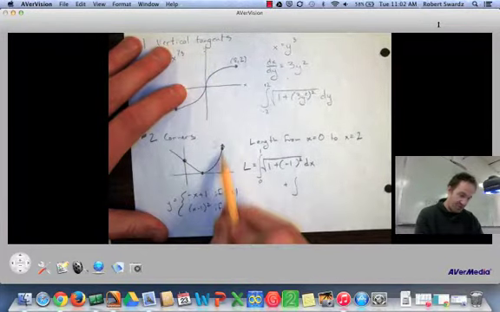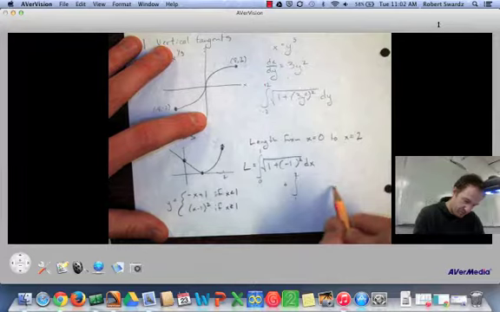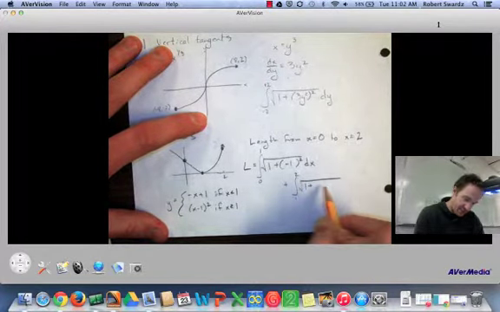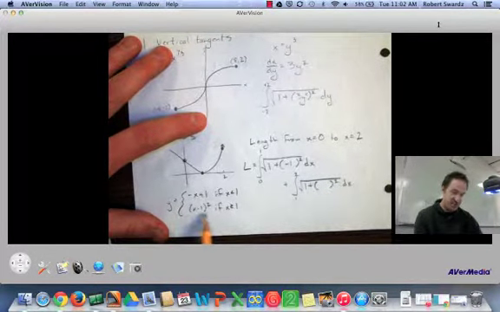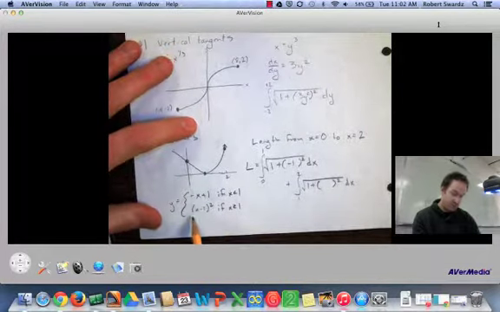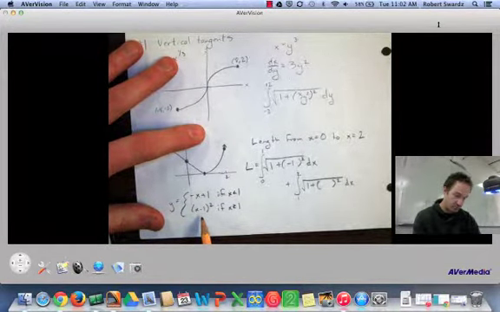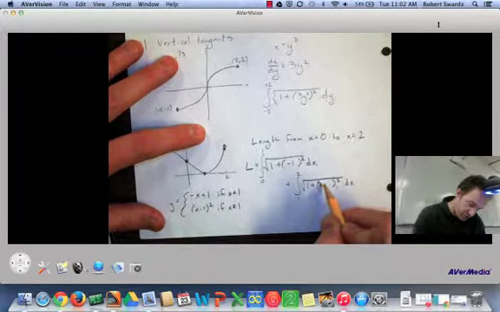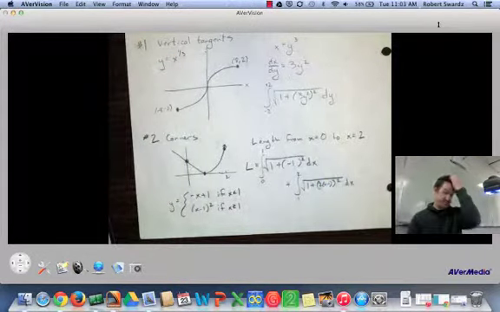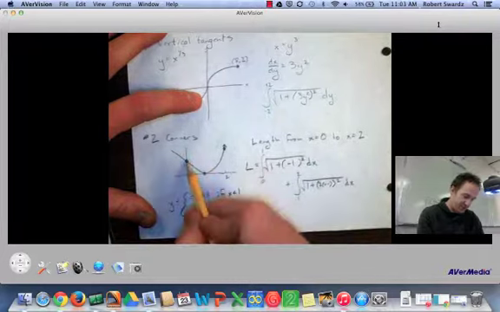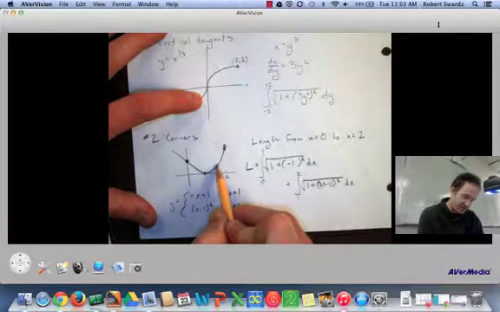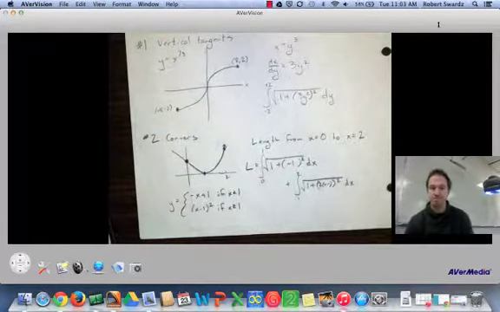Now this one, we're going from 1 to 2. Square root 1 plus dy dx squared dx. Now, this time our dy dx is the derivative of this. The derivative of that is 2 times x minus 1 to the first power. The derivative of the inside is just 1. So 2 times x minus 1. And there are our 2 integrals that, when added together, give us the length of this curve from x equals 0 along here to x equals 2.